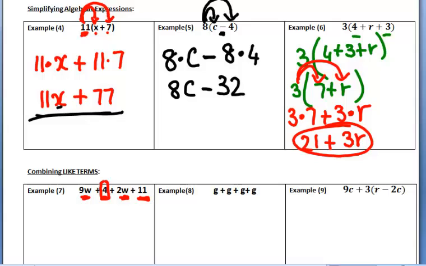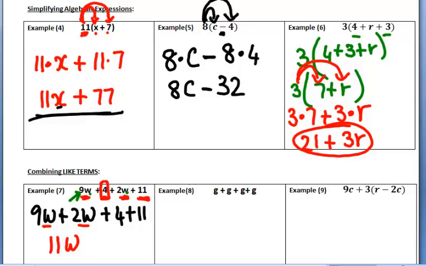Remember, coefficients, which are the numbers in front of the variable, can be different, but the variables themselves have to be the same. All right, I'm going to rewrite it as 9w plus 2w using my commutative property, plus 4 plus 11. I can combine these two. That means I can add the 9w and 2w because they are like terms. So that gives me 11w, 9 plus 2 is 11, 11w, plus 4 plus 11 is 15. And that's my final answer.